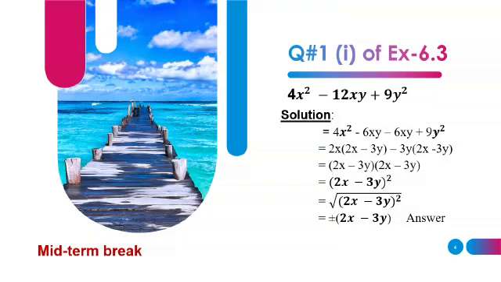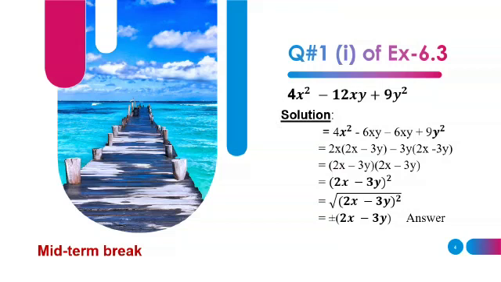Now out of 4x square and 6xy, you will take 2x common, and inside you are left with 2x minus 3y. And from 6xy and 9y square, you will take 3y common, so it will be 3y into 2x minus 3y. Now 2x minus 3y is common, and 2x minus 3y are left inside, so (2x minus 3y) whole squared, and then taking square root, you will get plus minus (2x minus 3y) as an answer.